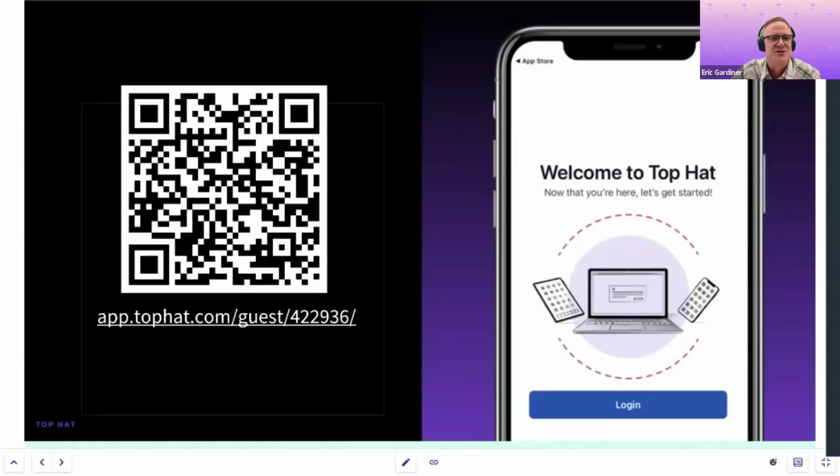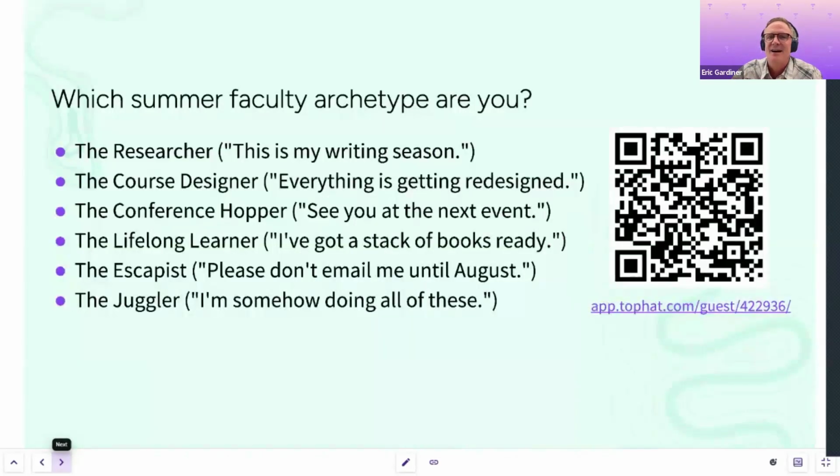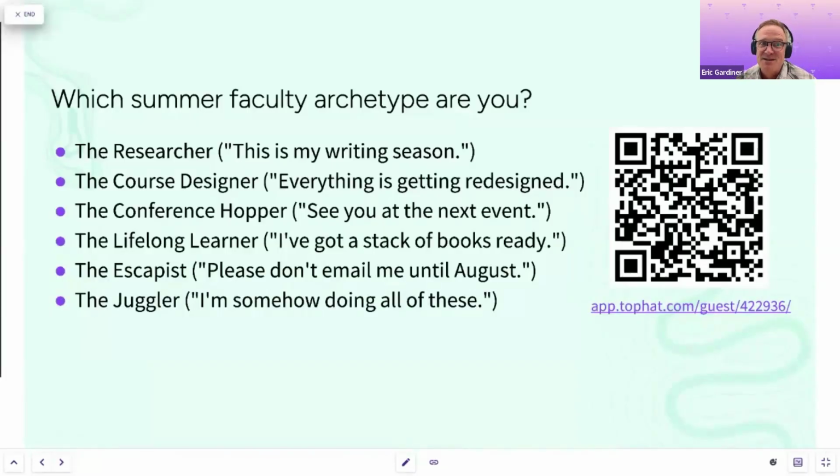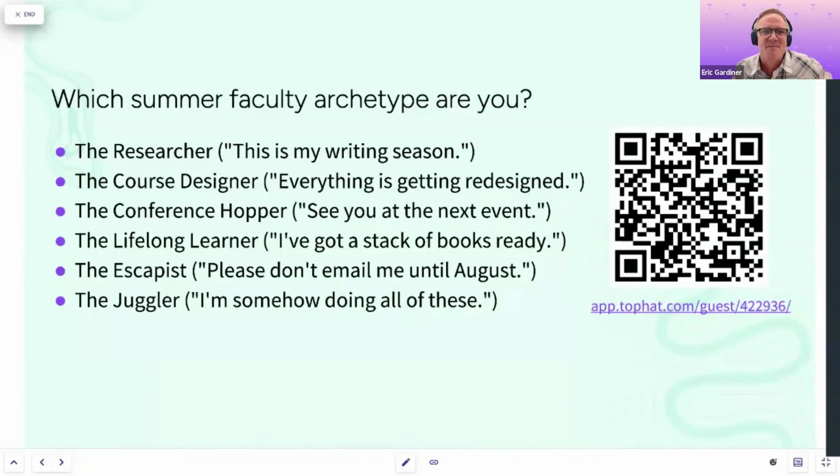Okay, hopefully we're able to sign in now because we have our first question, a summer-based question. So here goes. Summer means different things to different people. For some, it's a chance to recharge. For others, it may be when the real work begins. So I'm curious, which summer faculty archetype best describes you?